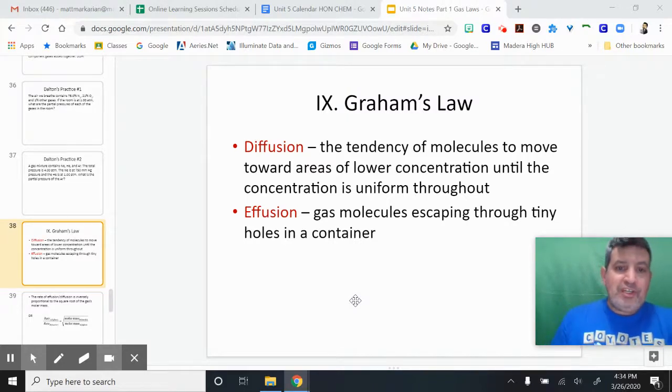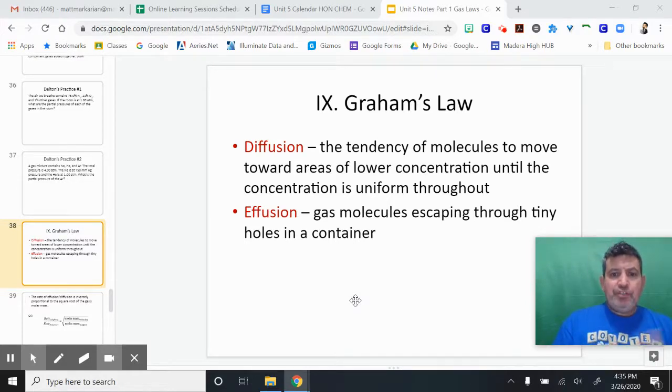So what we're really saying is when a gas is released from a container, like say you spray a bottle of perfume, it's a liquid in the perfume bottle, under pressure. When it leaves, it turns to gas and it diffuses throughout the room. It spreads out. So diffusion is a spreading out of a gas.